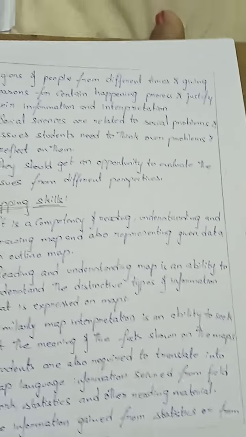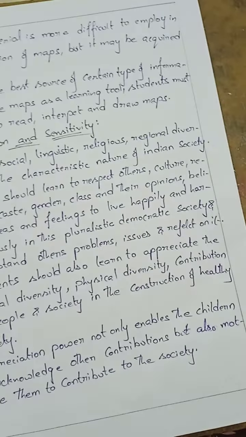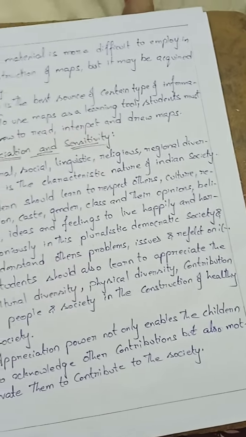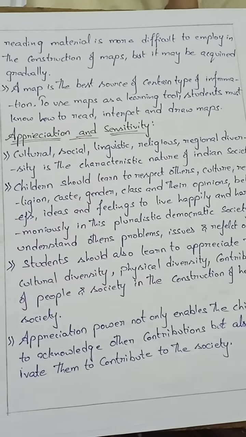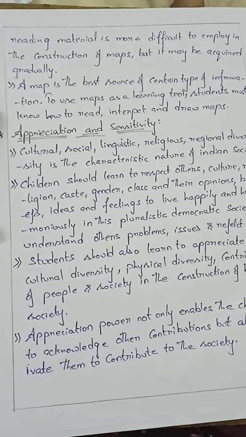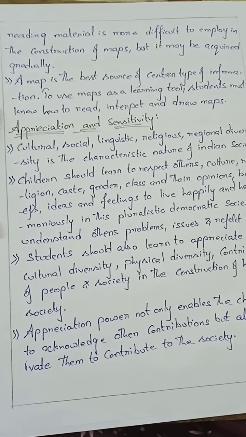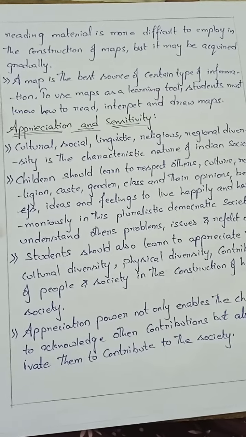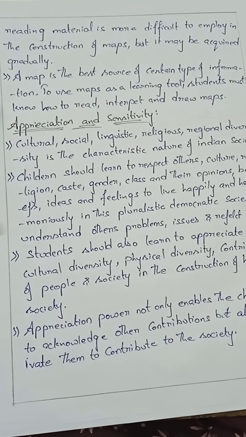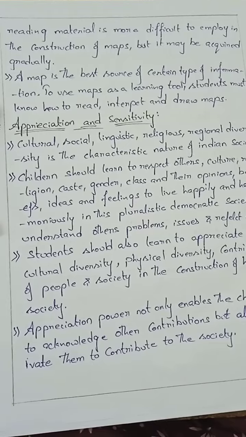The information gained from statistics or from reading material is more difficult to employ in the construction of maps, but it may be acquired gradually. A map is the best source of certain types of information. To use maps as learning tools, students must know how to read, interpret, and draw maps. Appreciation and sensitivity.